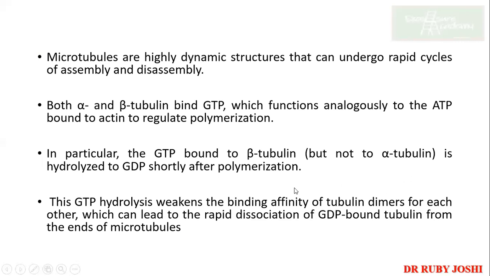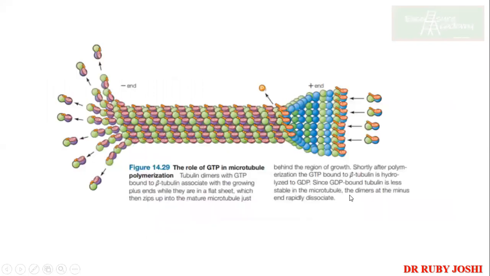Now the GTP bound to beta tubulin is hydrolyzed to GDP shortly after polymerization. GTP hydrolysis weakens the binding affinity of tubulin dimers for each other, which can lead to rapid dissociation of GDP-bound tubulin from each end of the microtubule. Same thing, just as in actin where ATP was there, and after ATP hydrolysis ADP is formed. That's how the depolymerization starts. Here also it's the same thing. Okay, yeah. So look at over here.